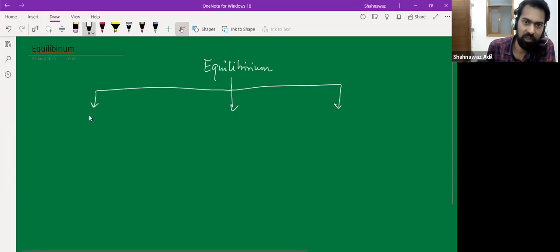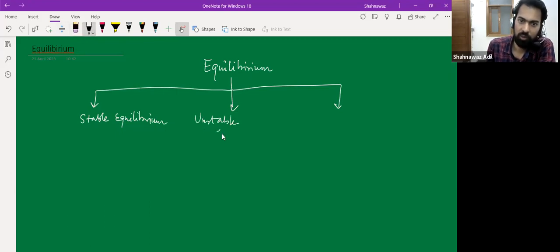So yes, there are three kinds of equilibrium. One is the stable equilibrium. The other one is the unstable equilibrium.